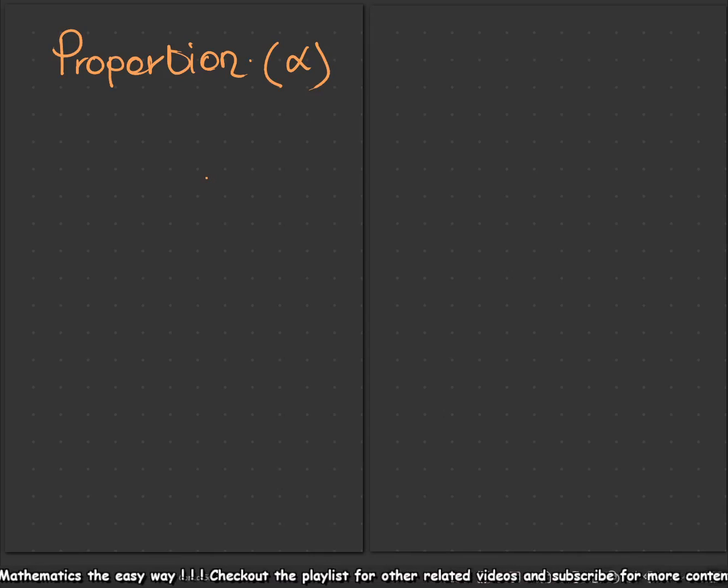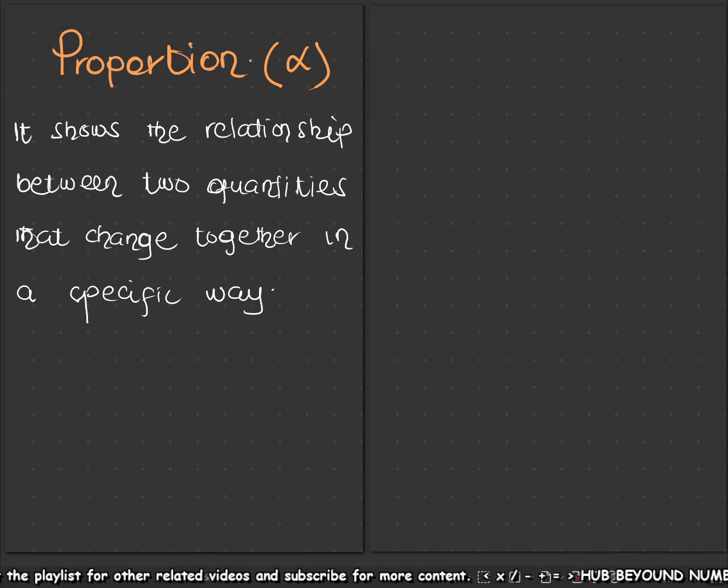Now in this video we are looking at proportion, or in other words, proportionality. When we say proportion, what does it mean? Proportion simply shows the relationship between two quantities that change together in a specific way. That is, if one quantity is increasing, the other is either increasing or decreasing, in a particular specific way.